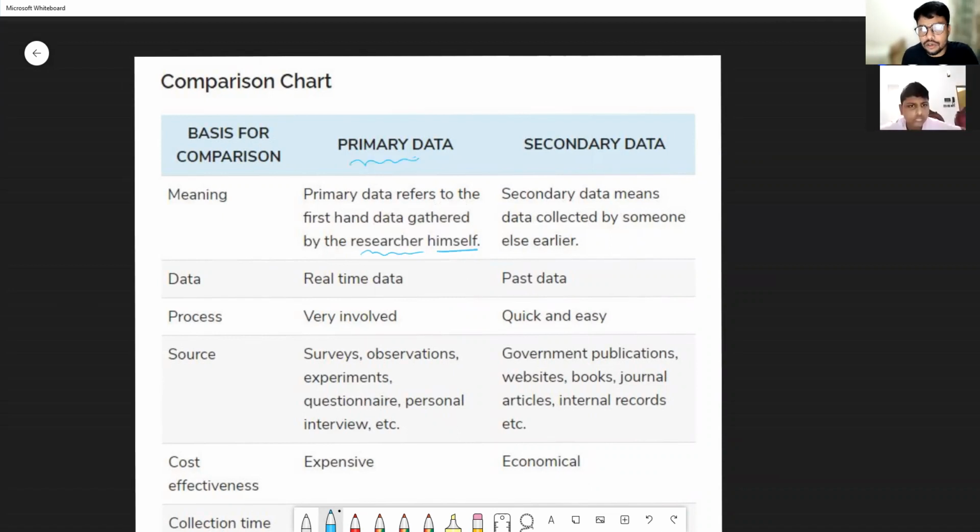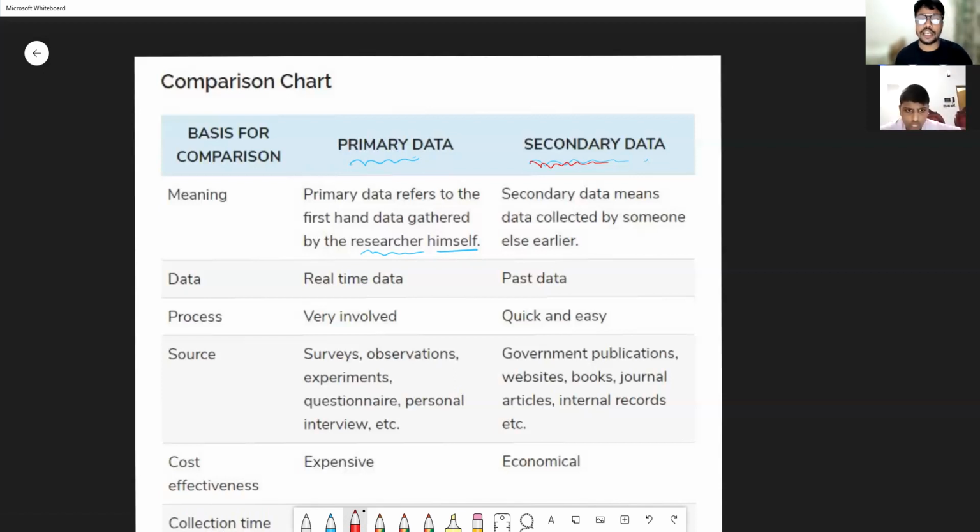When the researcher or research center collects data from a third party or someone else, this is called the secondary data. Clear? Yes. That means if you collect the data from a third party, anyone else, someone else, this is the secondary data.